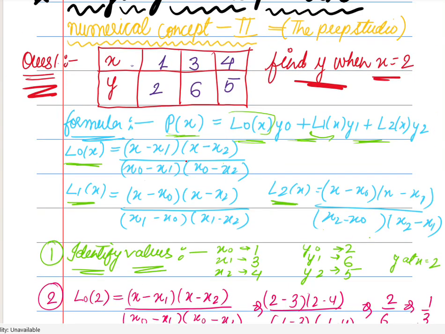So what is our final answer? Find y when x equals 2. So when x was equal to 2, y was equal to 5. This is our final answer.